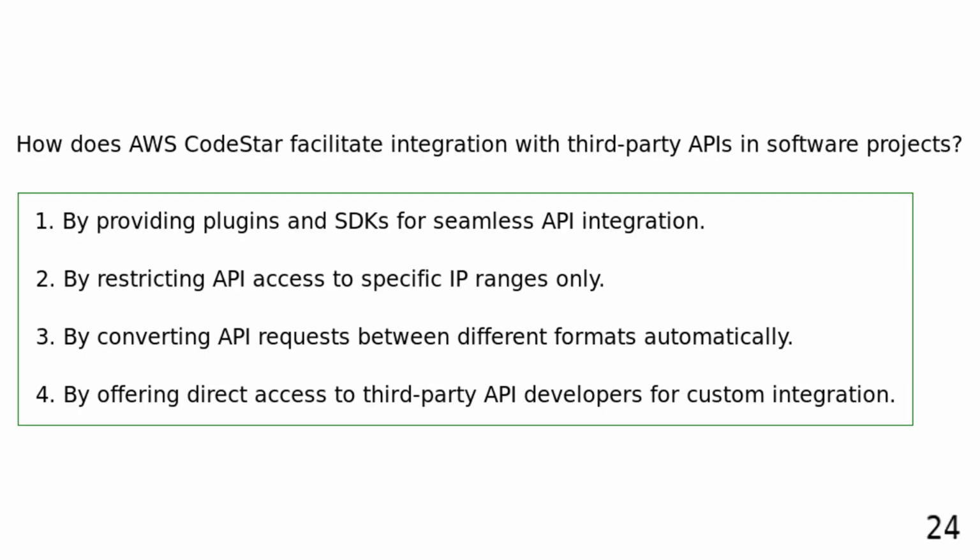How does AWS CodeStar facilitate integration with third-party APIs in software projects? By providing plugins and SDKs for seamless API integration. By restricting API access to specific IP ranges only. By converting API requests between different formats automatically. By offering direct access to third-party API developers for custom integration.